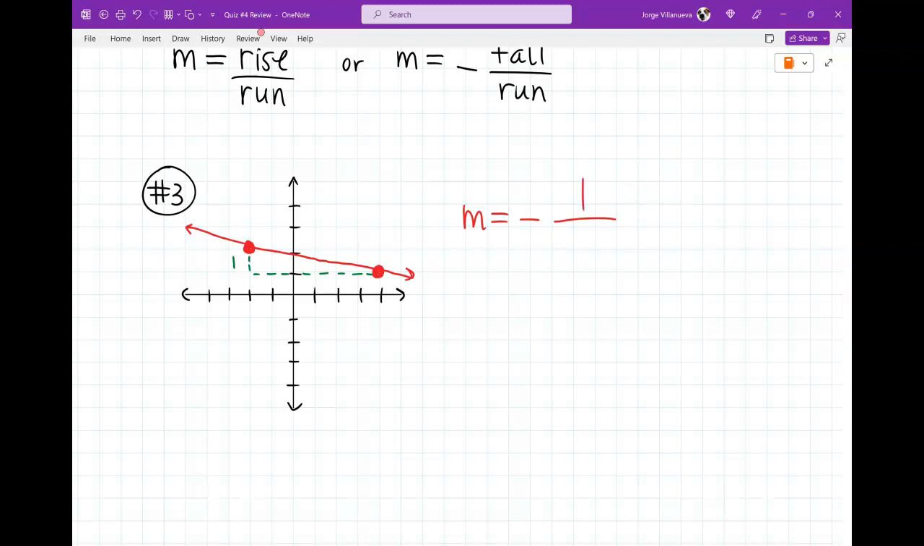How many times do I have to run over to the right side? Let's see, 1, 2, 3, 4, 5, 6. 6 is correct. Yeah, this is 6. Okay? So it's going to be 6 movements. And there's your slope. You're done.